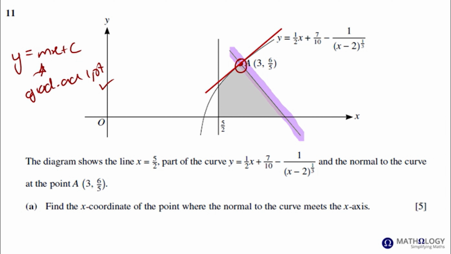A normal and a tangent are perpendicular to each other, so the gradient of the tangent times the gradient of the normal is minus 1. That's the criteria for perpendicular lines. So to find the gradient of the normal, we're first going to find the gradient of the tangent, and then take the negative reciprocal of the gradient of the tangent, and that'll give us the gradient of the normal. To find the gradient of the tangent, we are going to differentiate the curve.